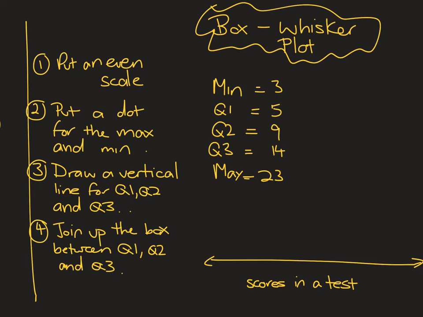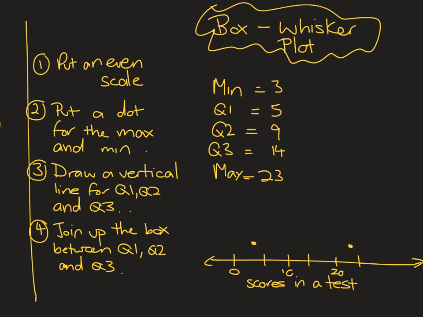Then I'm going to put my even scale. So I'm going to go from 0 to 5. That's not big enough. Maybe 5 there, 10, 15, 20, 25, something like that. 0, 10, 20. There we go. So I'll put an even scale. Then I'm going to put a dot for the maximum and minimum. So the minimum's 3. So that's 10, that'll be 5, 3 will be about there. And put a dot for that. And I'm going to put a dot for the maximum, which is 23. So that's 20, that'd be 25. So 23 would be about there. Dot for the minimum.